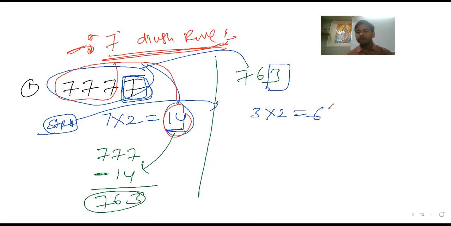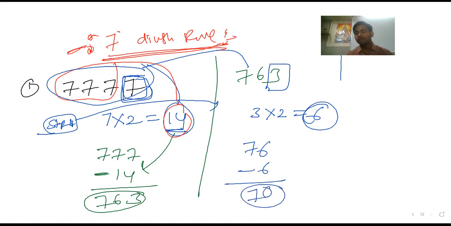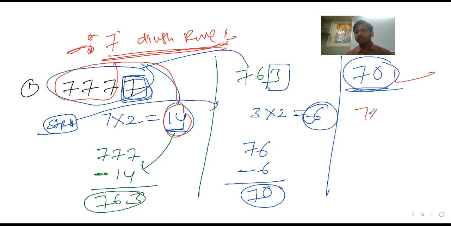6. Same thing, this value you subtract from the rest of the number. What is the rest of the number? 76. You subtract 6 from 76 and get 70. Now it becomes a 2 digit number. Is it divisible by 7? Definitely it is divisible by 7, because 7 tens are 70.